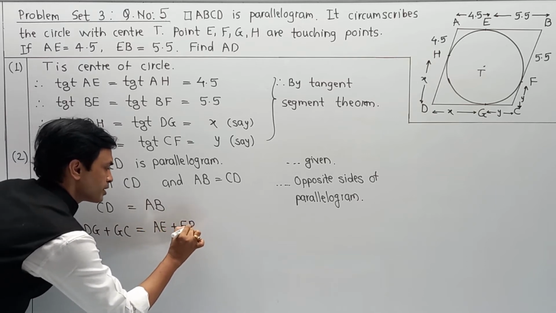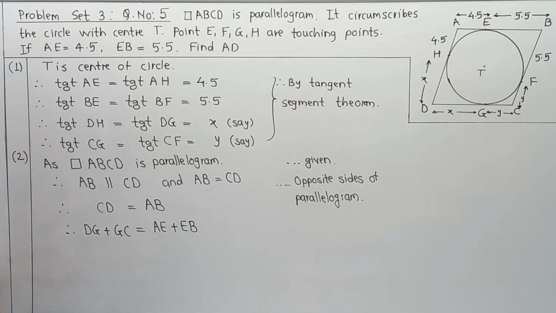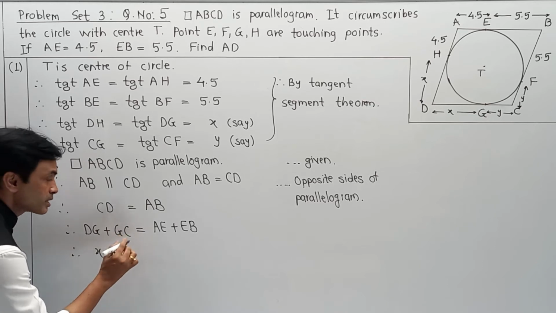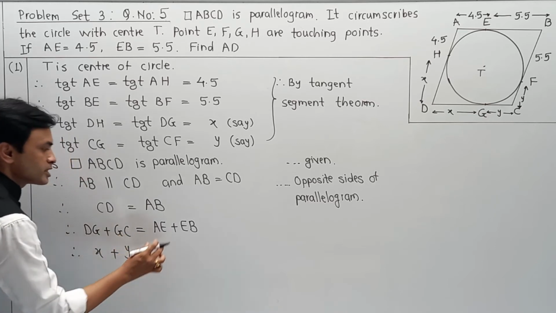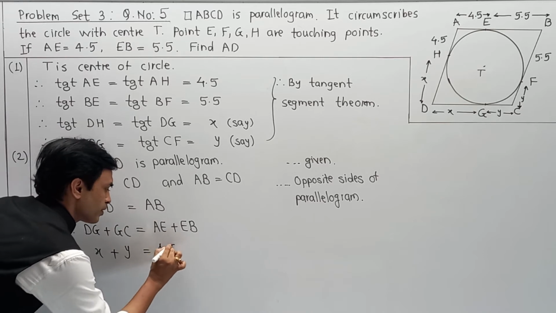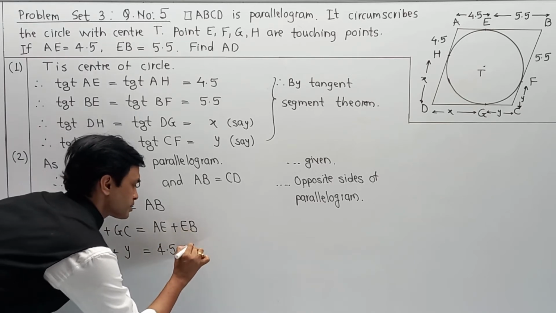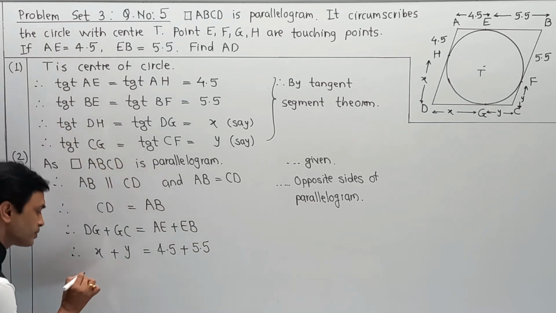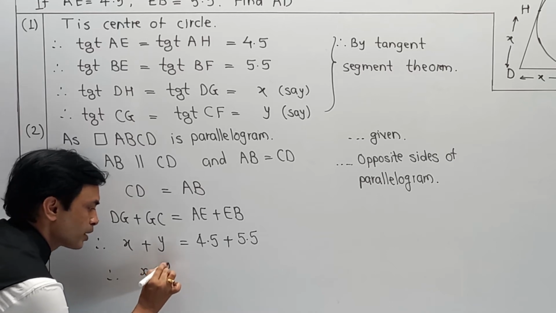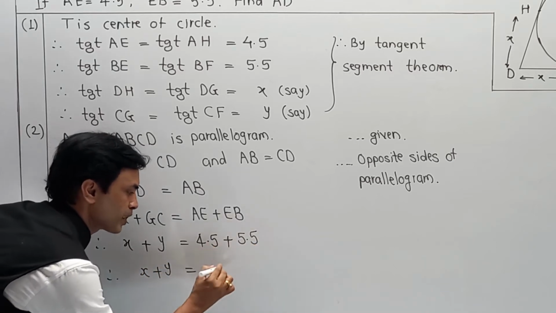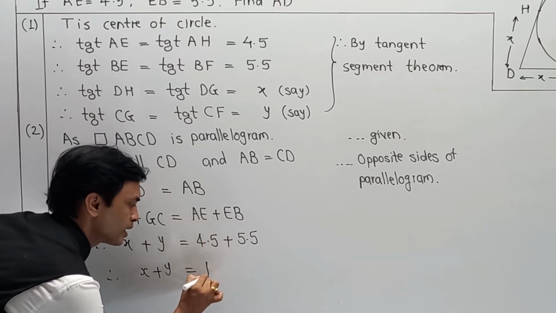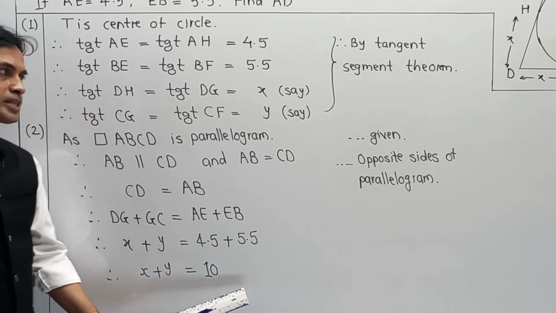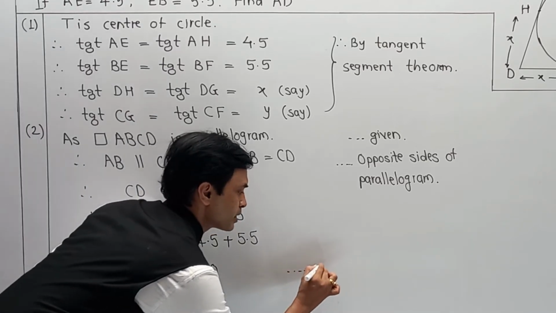AE plus EB. Now DG, as per symbolic presentation, DG is nothing but X, GC is symbolically indicated as Y, is equal to AE, that is 4.5, and EB, that is 5.5. If you simplify it, we are getting an equation X plus Y is equal to 5 plus 5, 10, and 4 plus 5, 9 plus 1, 10, means it becomes 10 units. And you are getting the first equation, that is X plus Y is equal to 10. I am going to write it as equation number 1.